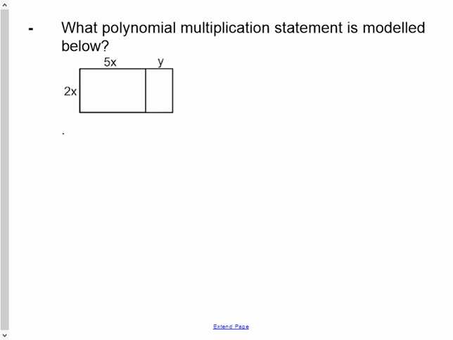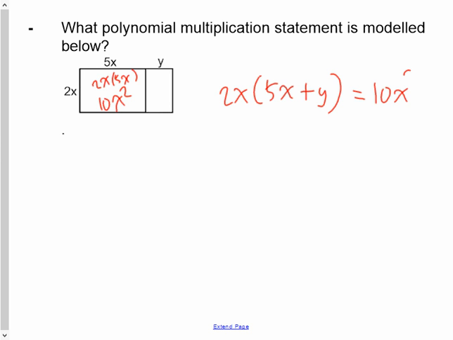Your next question, what polynomial multiplication statement is modeled below? So this is really 2x multiplied by 5x plus y. So here would be 2x multiplied by 5x, which is going to be an answer of 10x squared. And this is going to be a 2x multiplied by a y, which is 2xy. I can't add them any further, so the equation, it should say equation here, is 2x multiplied by 5x plus y is equal to 10x squared plus 2xy.